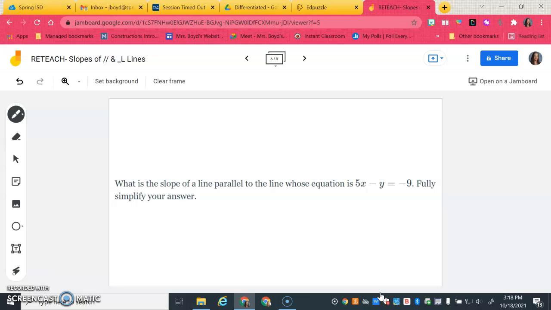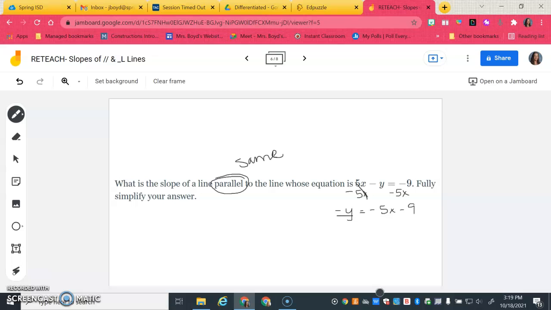What is the slope of a line parallel to the line whose equation is 5x minus y equals negative 9? Fully simplify your answer. Our keyword here is still parallel, so that means they're going to be the same. And again, my equation is in standard form. I need to get it into slope-intercept form, so I'm going to subtract my x term, 5x, from both sides. I'm left with negative y equals negative 5x minus 9.